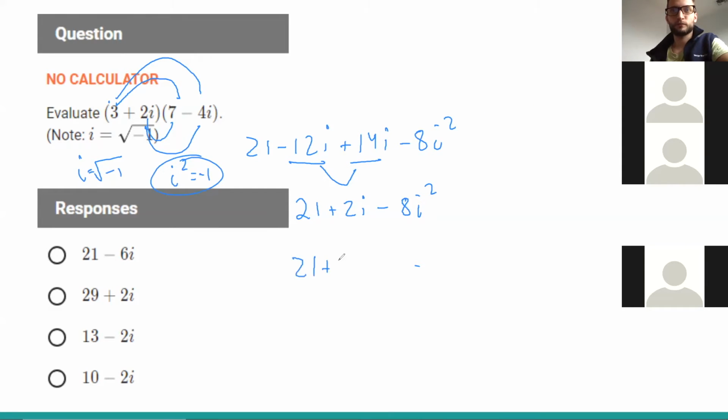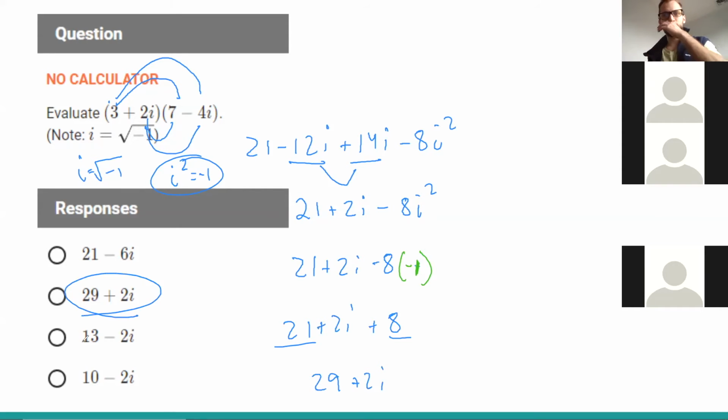So we're going to have 21 plus 2i minus 8 times i squared, which is negative 1. And then from there, you're going to get 21 plus 2i. Negative 8 times negative 1 is plus 8. So 21 plus 8 is going to be 29 plus 2i. So my answer here is B. Okay, so the answer here is B, 29 plus 2i.